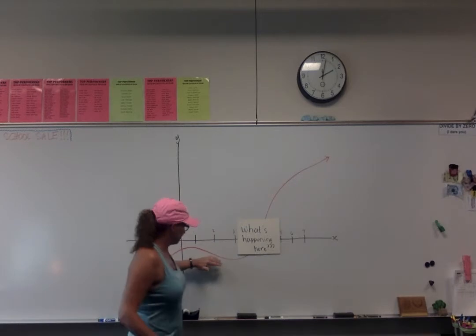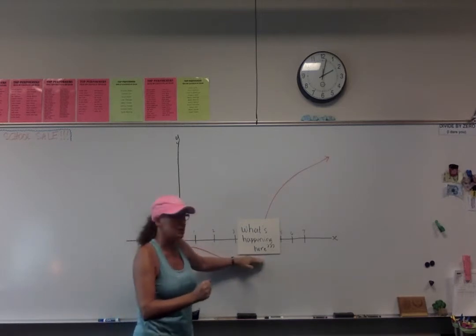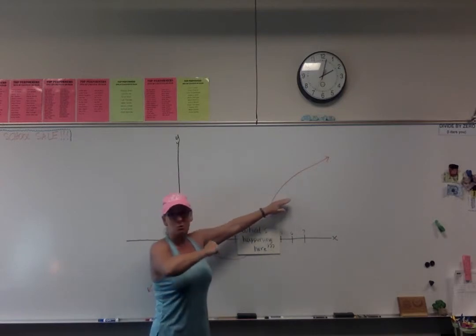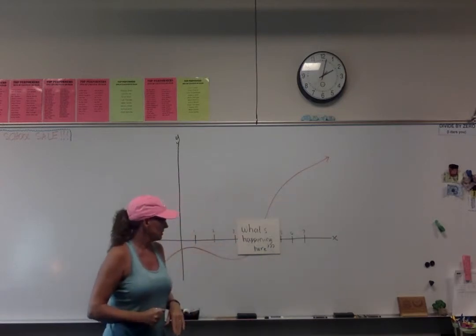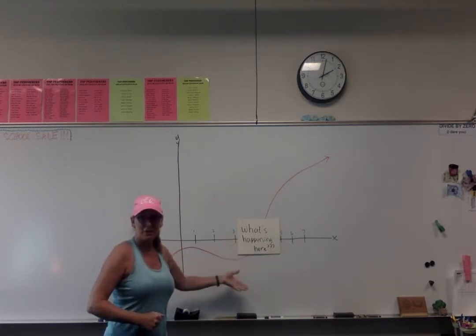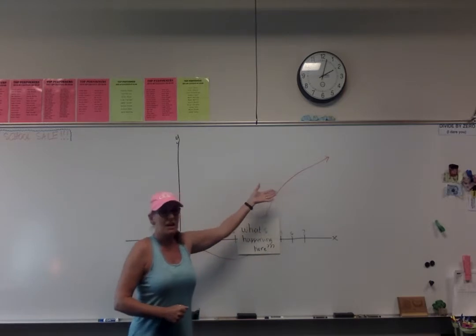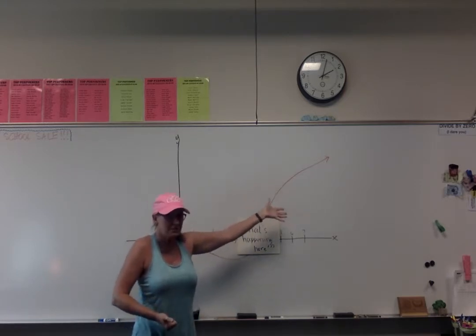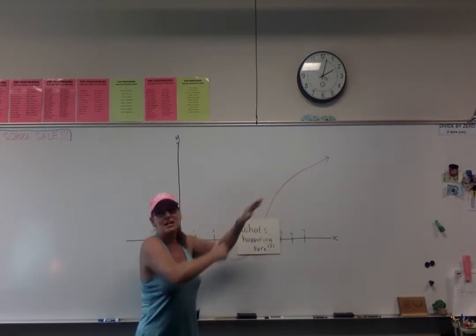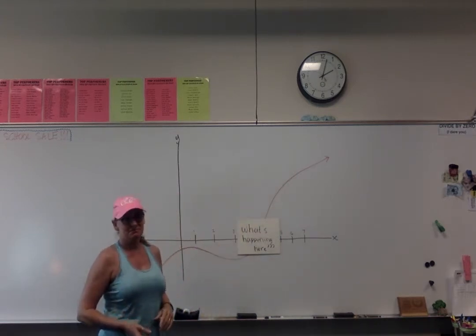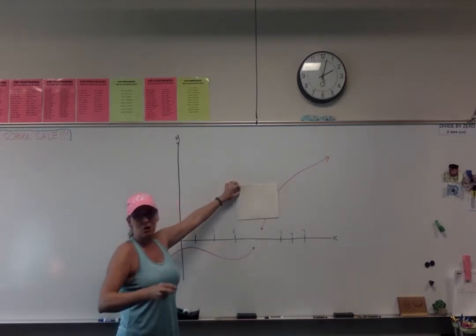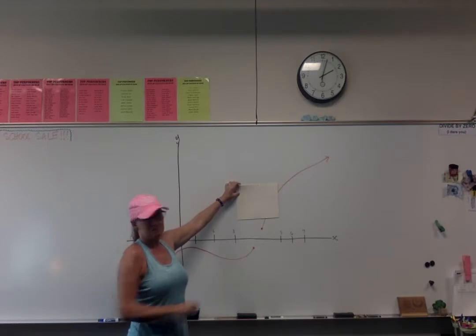Because if the y values of my function were negative here, and the y values were positive here, and the function's continuous, it had to continue through the x-axis. The only way that it wouldn't have an x-intercept is if it were discontinuous.